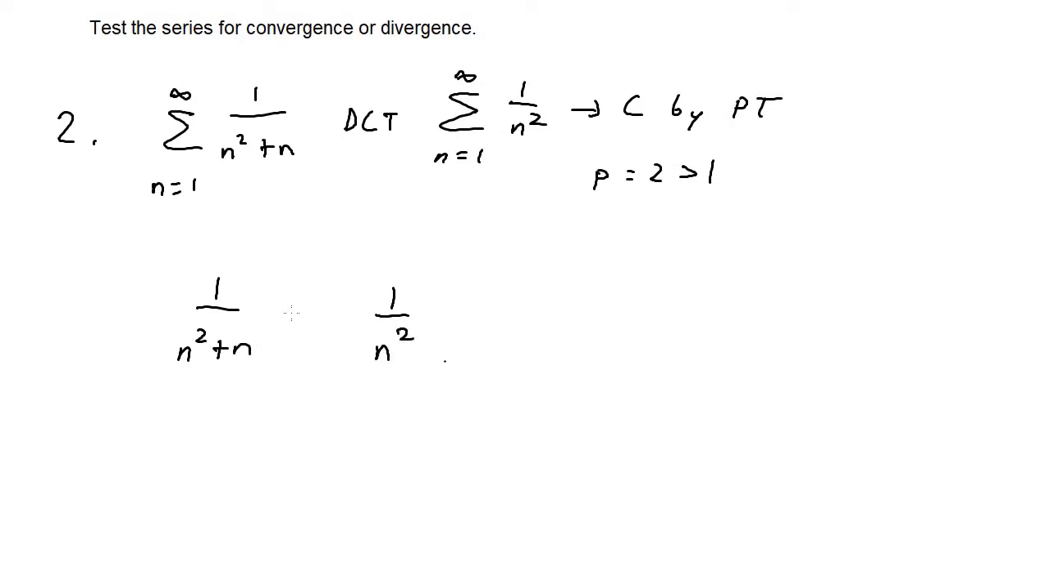Now in order to find which one is greater, we can just cross multiply. So we have 1 times n squared, which is n squared, and then we have 1 times n squared plus n, which is n squared plus n. Now obviously because we have that extra n there, n squared plus n is greater than n squared, which tells us that 1 over n squared is greater than 1 over n squared plus n. Now 1 over n squared converges, which means anything less will converge as well. Because 1 over n squared plus n is less than 1 over n squared, this series also converges by the direct comparison test. So it converges by the DCT.